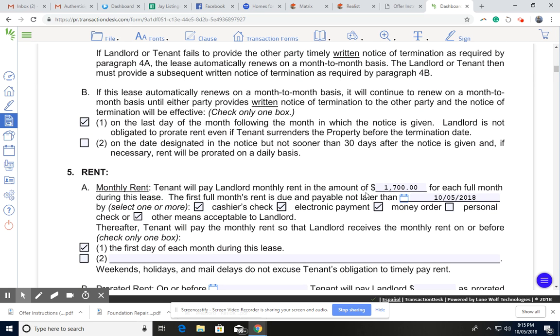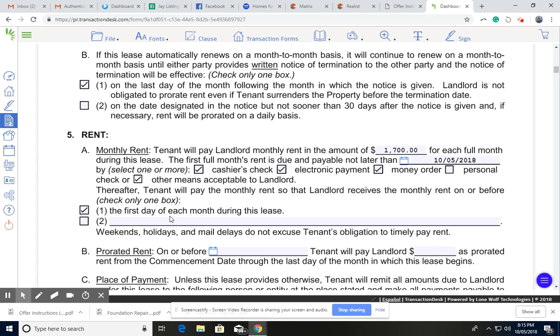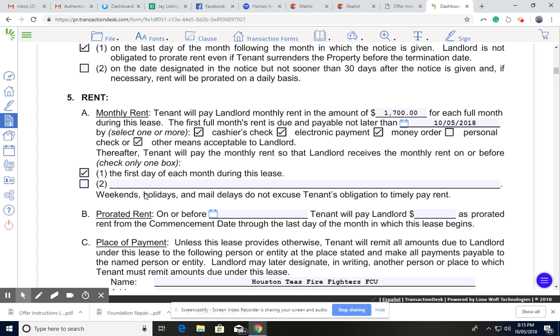And of course, the monthly rent, this is whatever the rental amount that was agreed upon, and when the first payment is due. And this is a form of payments that people can make: cashier's check, electronic payment, money order, personal check, or any other means acceptable to the landlord. And they're due on the first day of each month during the lease, unless something else is negotiated.